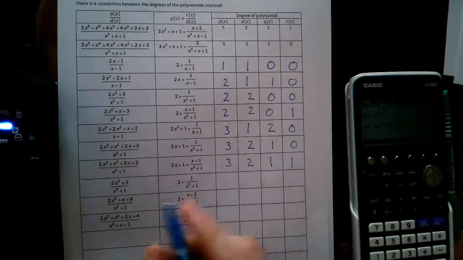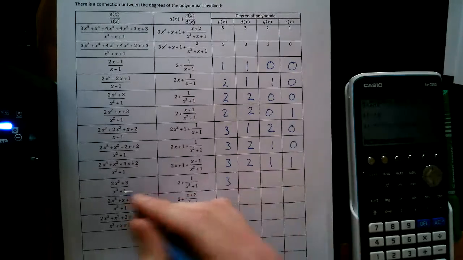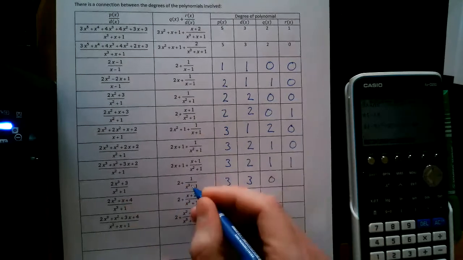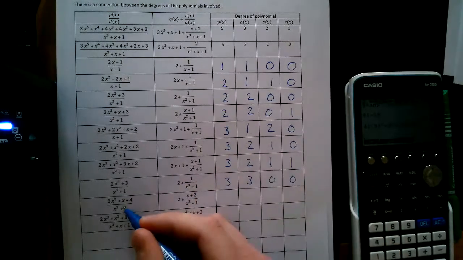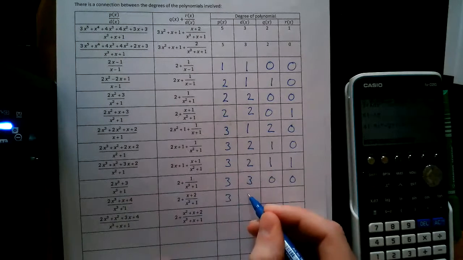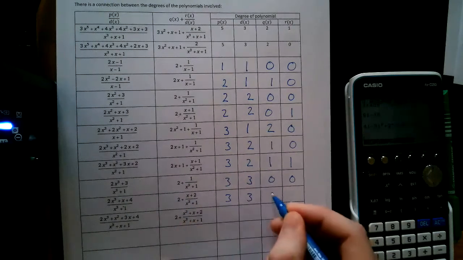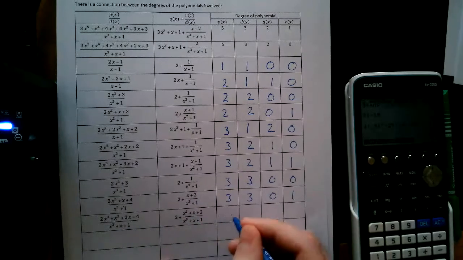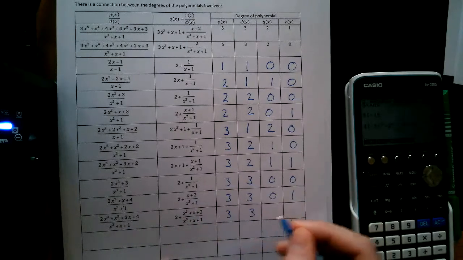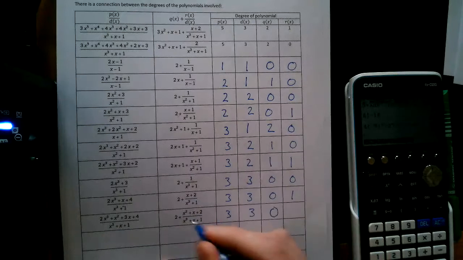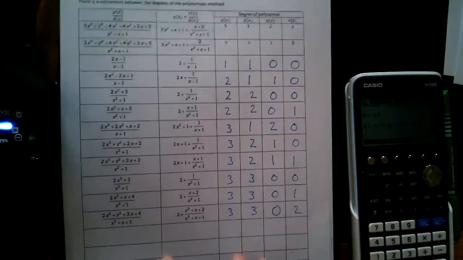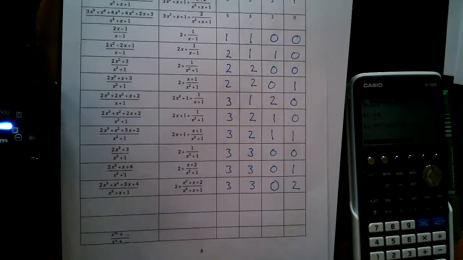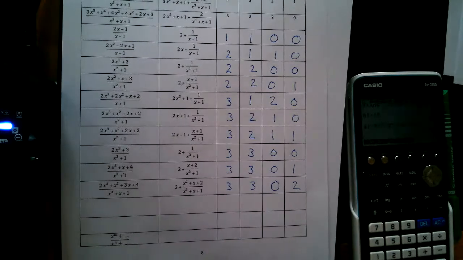Next one, top is 3, bottom's 3, quotient 0, remainder 0. Next one, top is 3, bottom's 3, quotient 0, and the top remainder is 1 this time. Next one, top is 3, bottom's 3, quotient 0, and the remainder is 2. So there's a couple more rows for you to have a play around with, so try your own if you want, and see if you can spot a pattern.